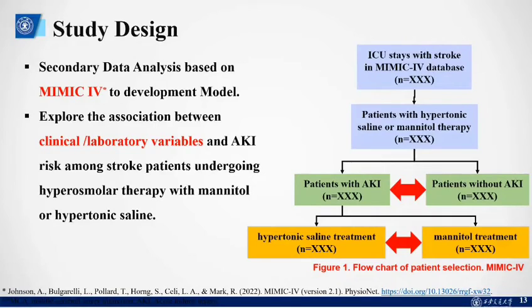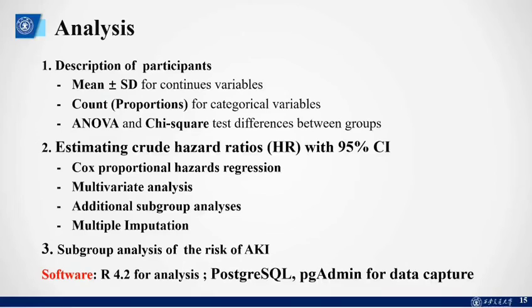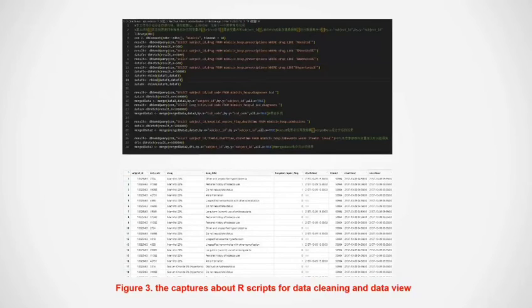Next, I would like to briefly talk about the research method. First, we're mining the MIMIC-4 data for patients with osmotherapy, namely mannitol and hypertonic saline use. And in these patients, we focus on severe stroke patients who suffered from brain edema most, and analyzed under what condition AKI appears. The characteristics of patients and kidney-related data are researched in detail. We use PostgreSQL and pgAdmin for data capture. This figure shows R scripts for data cleaning.